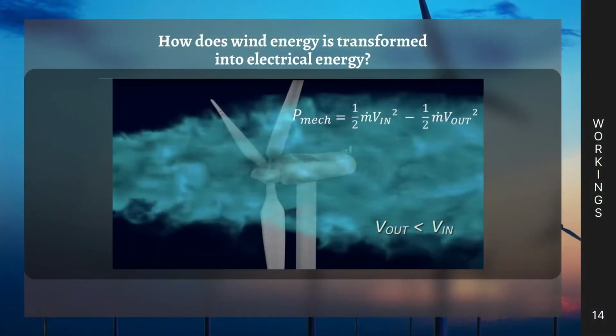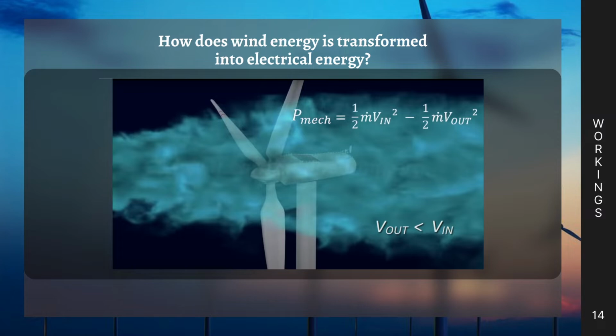How is wind energy transformed into electrical energy? If we measure the wind speed at the front and back side of the turbine, we would notice that the wind speed at the front side of the blades, which we will denote as V in, is more than the wind speed at the back side of the blade, which we will denote as V out. According to the law of conservation of energy, energy cannot be created nor destroyed. So, why is V out less than V in?